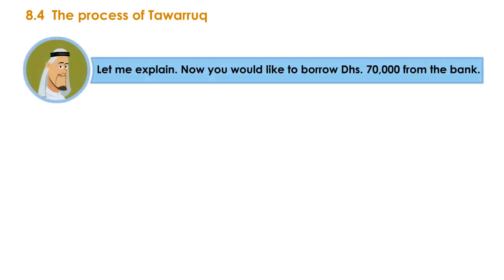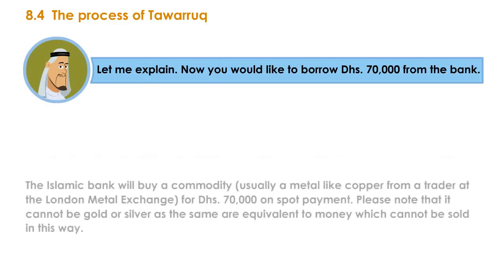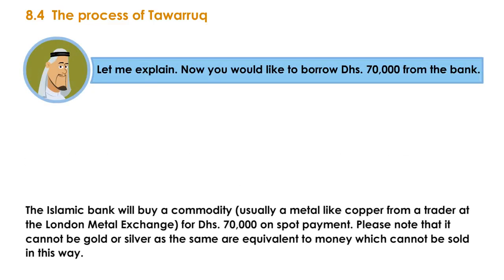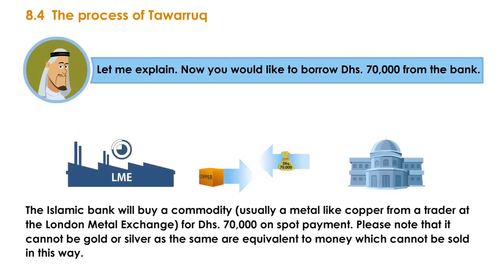Let me explain. Now you would like to borrow 70,000 dirhams from the bank. The Islamic bank will buy a commodity, usually a metal like copper, from a trader at the London Metal Exchange for 70,000 dirhams on spot payment. Please note that it cannot be gold or silver, as the same are equivalent to money, which cannot be sold in this way.